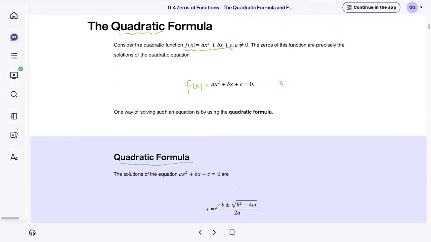Quadratic formula says x equals -b plus minus square root of b squared minus 4ac, divided by 2a. A, B, C are drawn from here. A is the number before x squared. B is the number before x. C is a constant term. Sometimes B and C may be 0, but the A will never be 0.